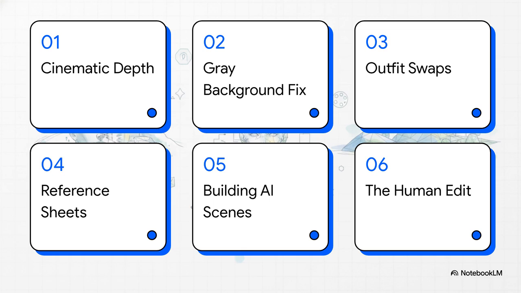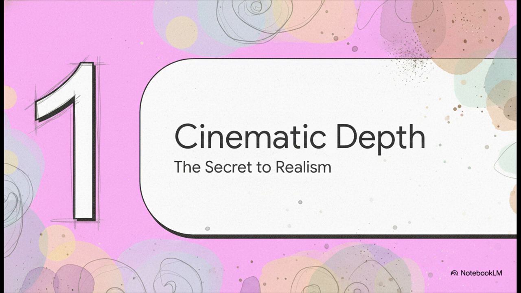1. The secret to cinematic depth. 2. The gray background fix. 3. Perfecting consistent outfit swaps. 4. Generating character reference sheets. 5. Building complex AI scenes. And finally, 6. The human edit. Let's jump right into section 1, the secret to cinematic depth.